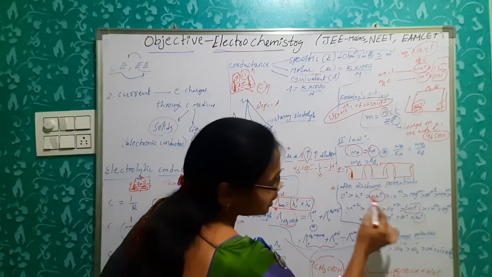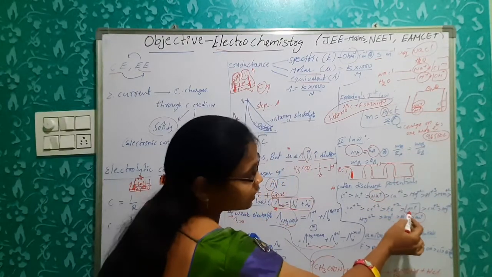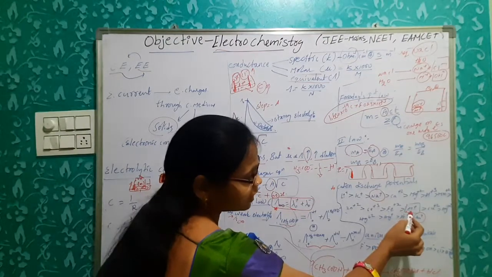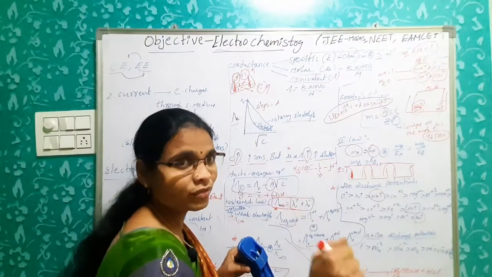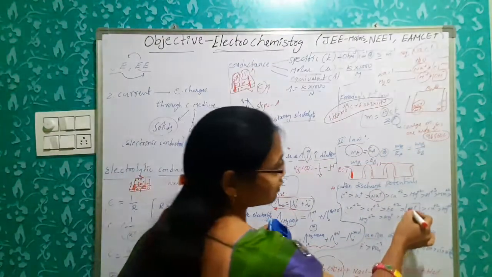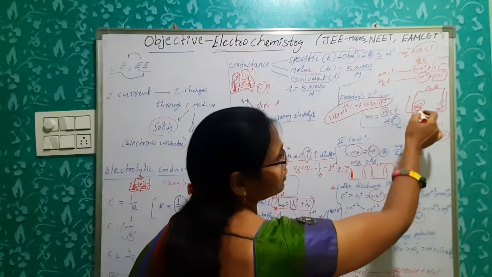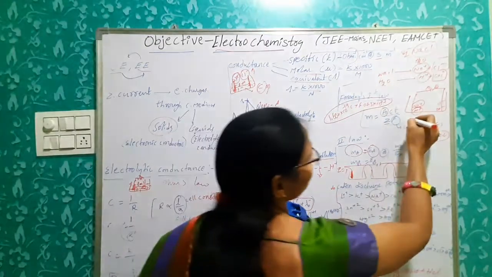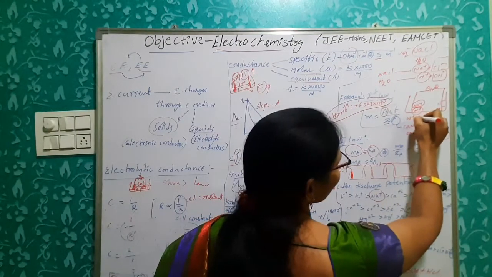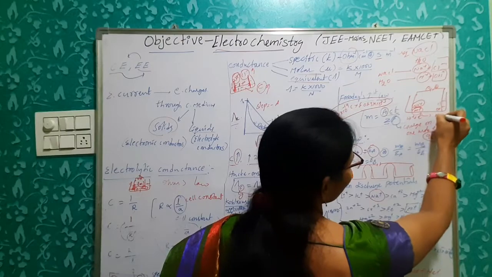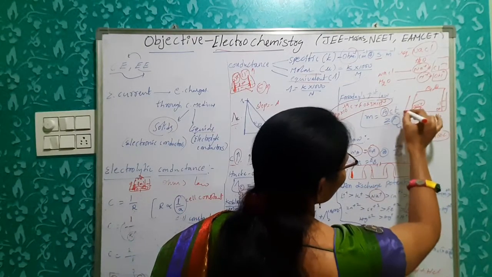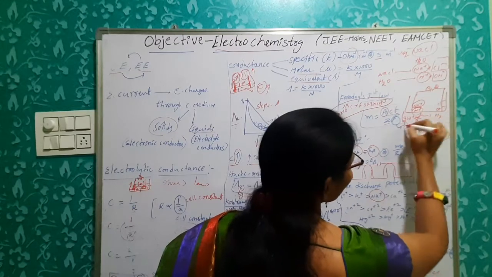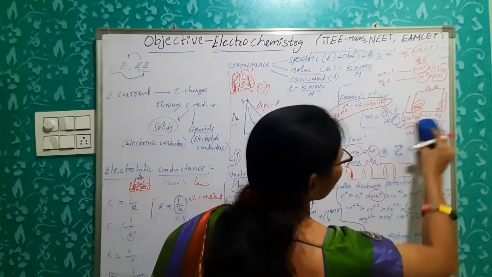So which has the lower discharge potential in this? H plus has less discharge potential than Na plus, so H plus is discharged first. That's why hydrogen is discharged first when compared with sodium. It means first hydrogen takes electrons to give H2 gas. So here 2 moles of H plus take 2 electrons to give H2.